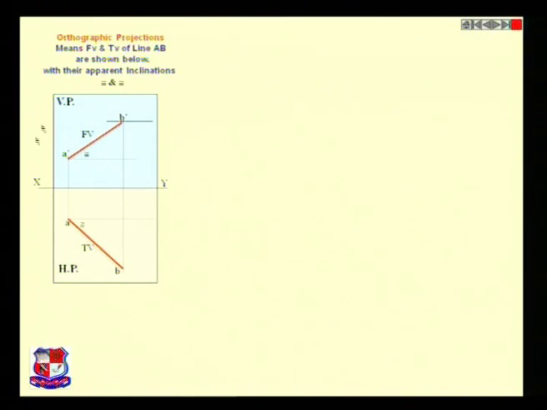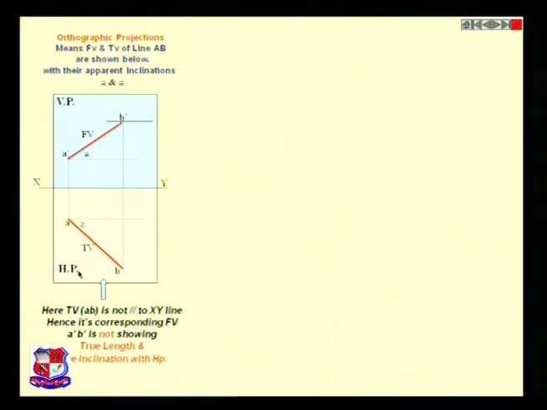Now, this is the orthographic projection. For any projection of line, we need to have the front view and top view, and we need to check the inclination with the horizontal plane and the vertical plane. As I told you earlier, we are seeing the nomenclature, how we can nomenclate any sort of projections of line. The angle with the vertical plane is denoted by alpha. Over here, the angle with the horizontal plane is denoted by beta.